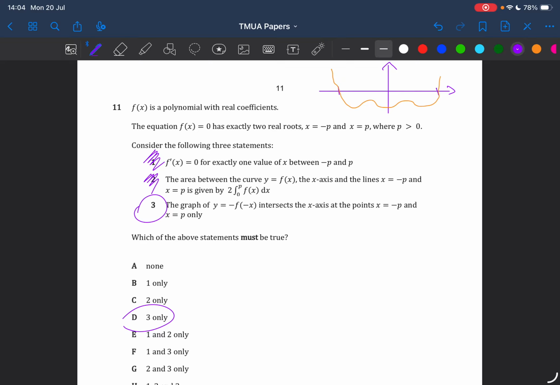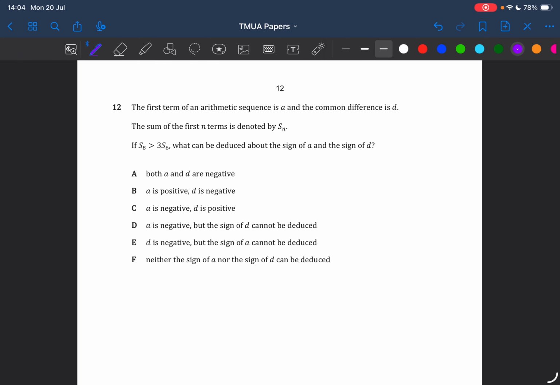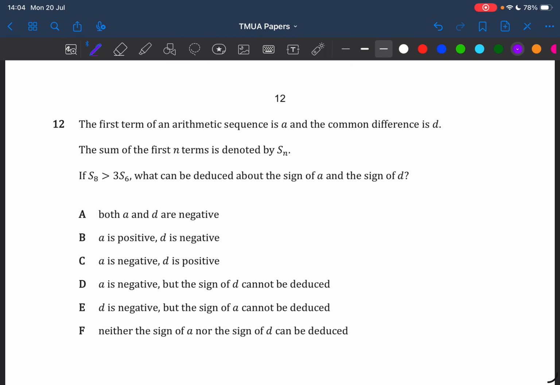11, is that D? Yes, it is. Number 12 then. The first term of an arithmetic sequence is A, common difference is D. Sum of the first n terms is Sn. If the 8th is bigger than 3 times the 6th, what can be deduced about the signs of A and D? Well, what will that tell us?